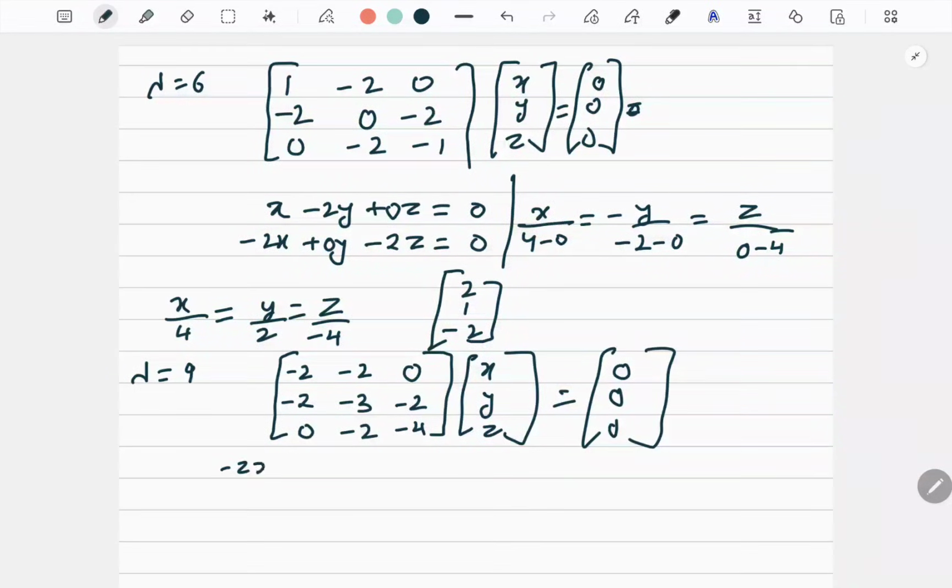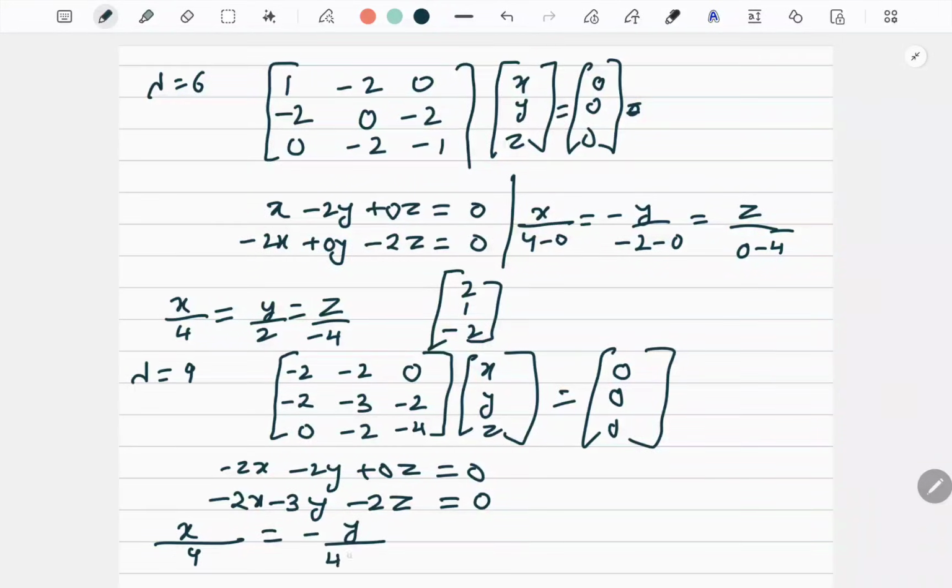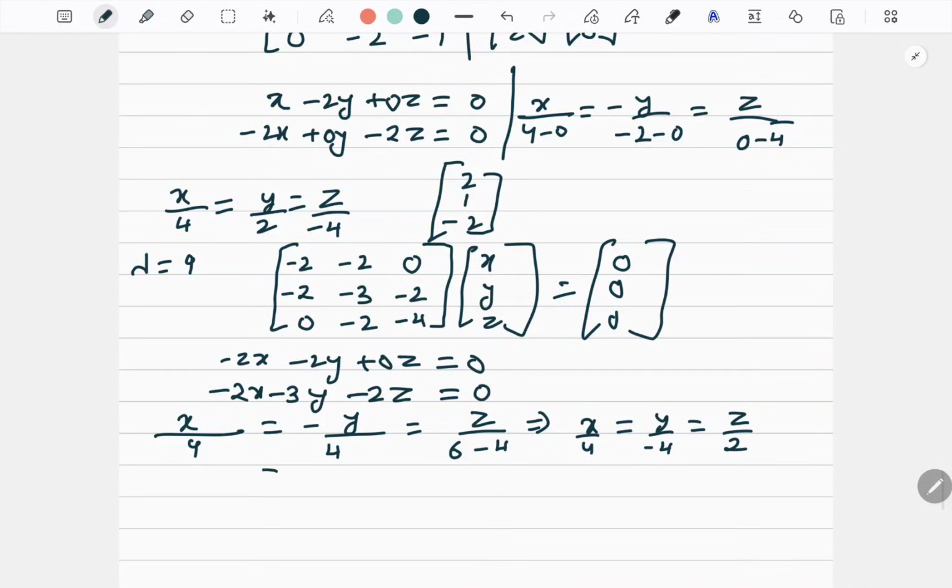Correct? So, equation minus 2x minus 2y plus 0z is equal to 0. Minus 2x minus 3y minus 2z is equal to 0. So, x upon 4 is equal to minus y upon 4 is equal to z upon 6 minus 4. So, this gives x by 4, y by minus 4 and z by 2. So, again divided by 2. So, your eigenvector will be 2, minus 2, 1. So, I got my third eigenvector.